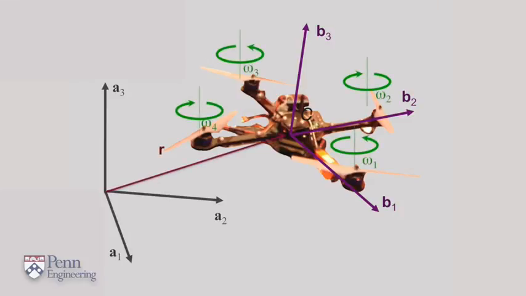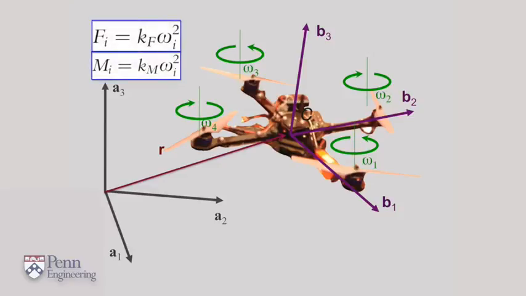Recall that you have four rotors, each of which is independently actuated. R is the position vector of the center of mass, and we know expressions for the thrusts that the motors produce on the airframe. We also know the expressions for the reaction moments, and both of these are proportional to the square of the angular speeds of the rotors.